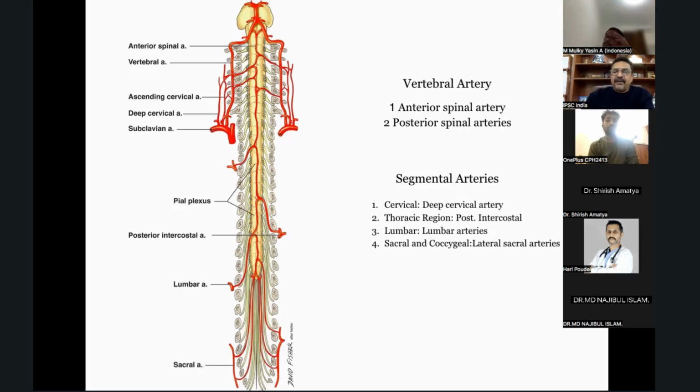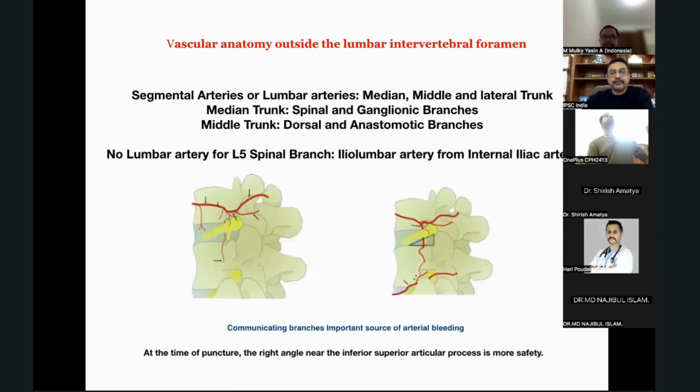We all know about these segmental arteries. The segmental arteries which are supplying the spinal cord are the reinforcement arteries for the anterior spinal artery and the posterior spinal arteries. The cervical regions come from the deep cervical, thoracic region from the intercostal, lumbar arteries coming from the aorta, and the sacral intercoccygeal arteries from the lateral sacral arteries.